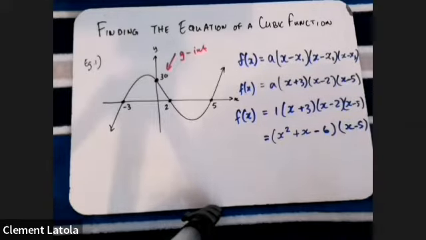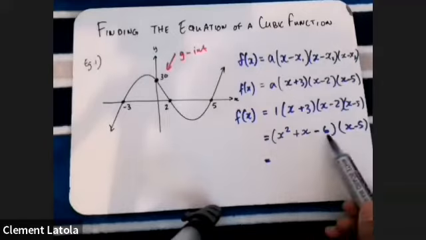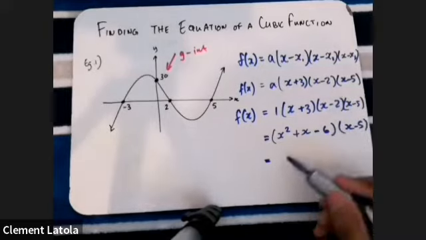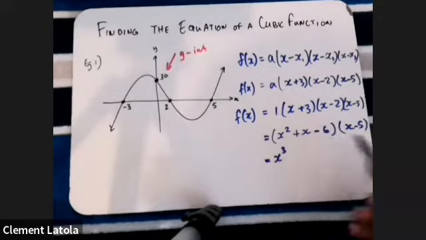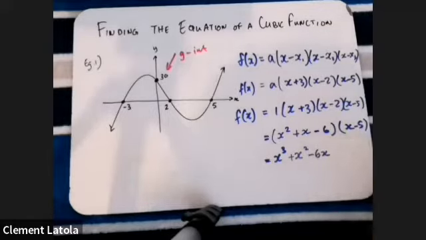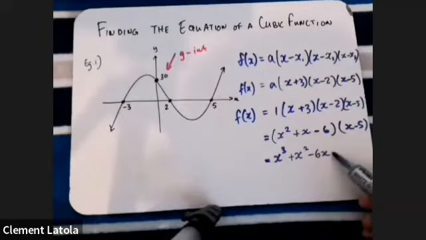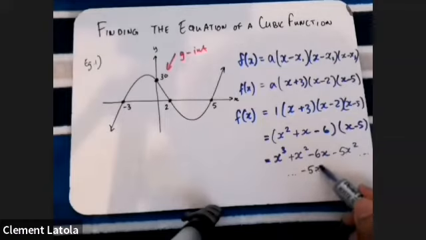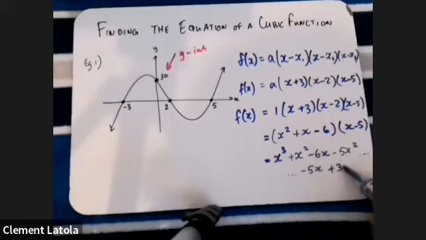Now I'm going to multiply this trinomial by the x and by the -5. Let's first multiply it by the x. So we get x cubed plus x squared minus 6x. Each of these terms gets an extra x. Now I'm going to multiply it by the -5. So we're going to have minus 5x squared, minus 5x and positive 30. That's the -5 times -6, that's your positive 30.